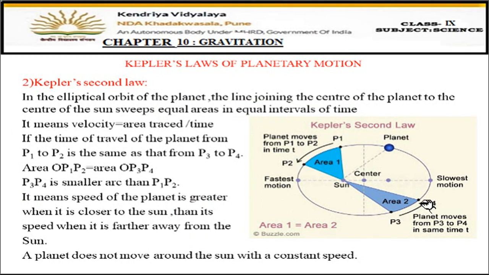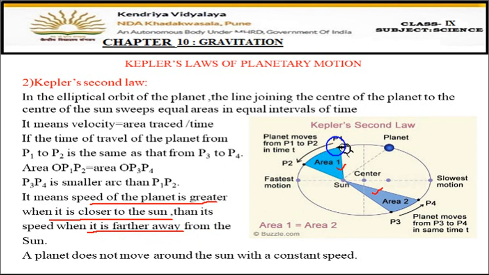When the planet moves, the area covered is the same. And if the area covered is the same, that means equal distances are covered in equal intervals of time. But if you look at the arcs, the P3-P4 arc is smaller than the P1-P2 arc. And this shows that the speed of the planet is greater when it is closer to the sun, and when the planet is farther away from the sun, the speed is less.